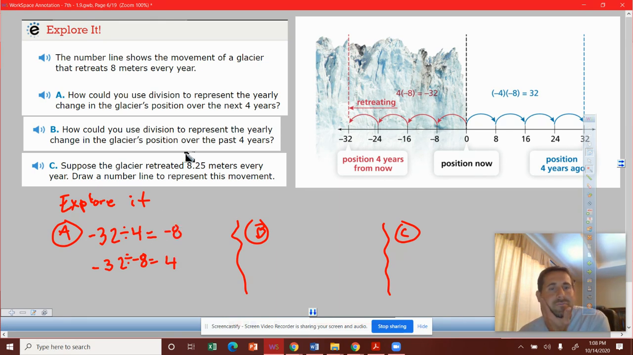So how can you use division, part B, how can you use division to represent the yearly change in the glacier's position over the past 4 years? So if we're going backwards in time, the year is indicated as negative. So it's something in time that already occurred. So we've got to go backwards in our measurement because a year ago, this glacier would have been right there.